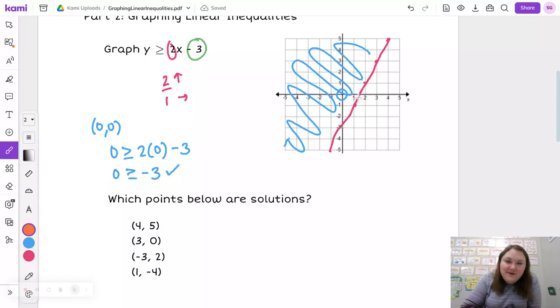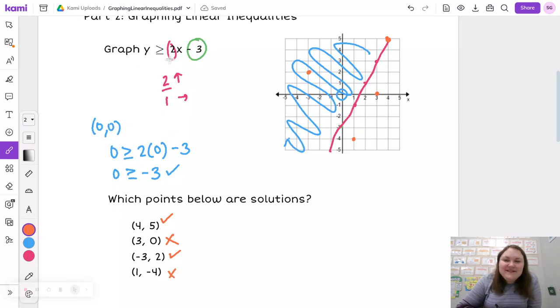So for example, (4, 5), this point right here, it's on our line, and so it is a solution. The point (3, 0) is right here. It's not in the shaded area, it's not on the line, so it's not a solution. (-3, 2) is right here. It's in the shaded area, so it is a solution. And then (1, -4). It's not in the shaded area, so it's not a solution.